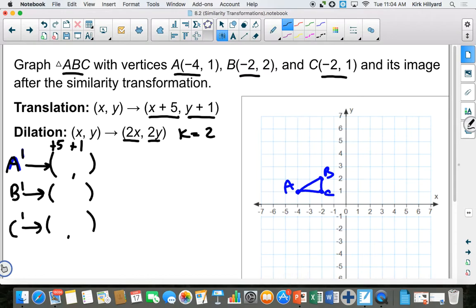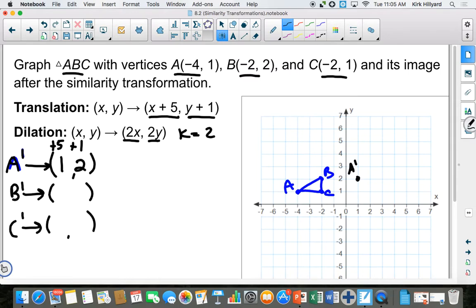So first what we're going to do is fill in the ordered pairs of our prime by taking our coordinates. So we're going to add 5 and add 1 to our x and our y. So A is negative 4, 1. So 5 minus 4 is 1, and 1 plus 1 is 2. So our new A prime is over 1 and up 2. That's where our new A prime is going to be.